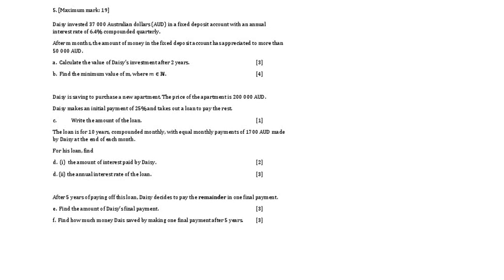Let us solve problem number 5. This is worth 19 marks. Daisy invested 37,000 Australian dollars in a fixed deposit account with an annual interest rate of 6.4% compounded quarterly. After M months, the money in the fixed deposit account has appreciated to more than 50,000 AUD. Calculate the value of Daisy's investment after 2 years.